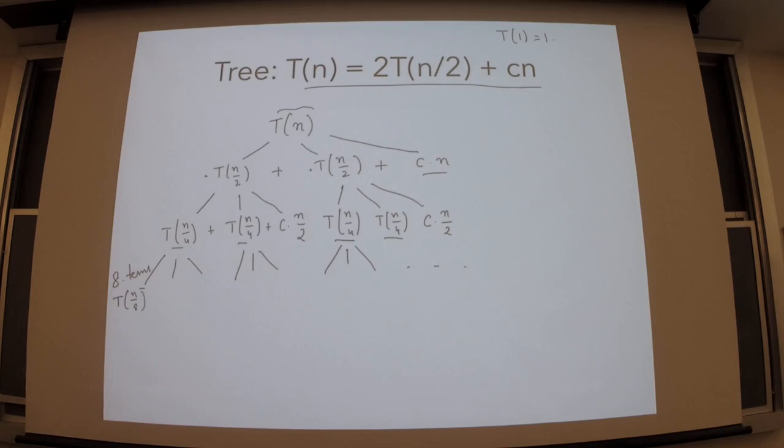In general, after some r steps, you'll have 2 to the r terms that are all T of n divided by 2 to the r, at depth r of the tree. So these are the T terms. What about these constant terms? Because these are actually some work that you are doing.